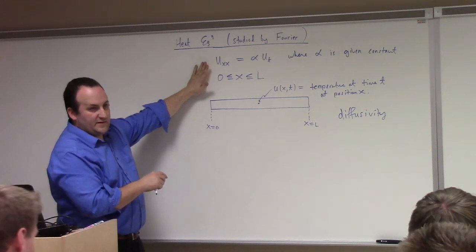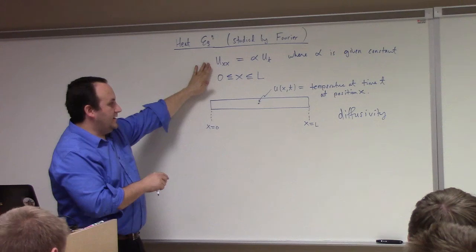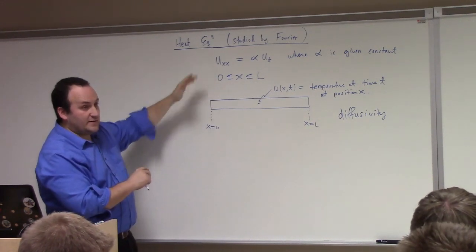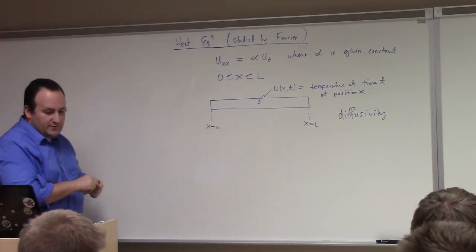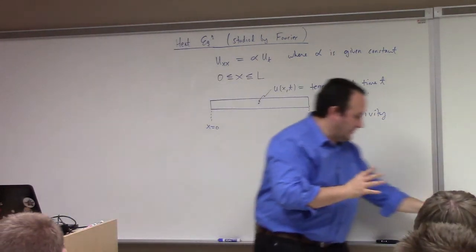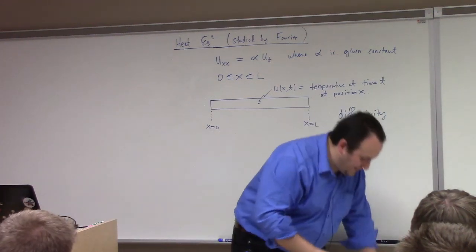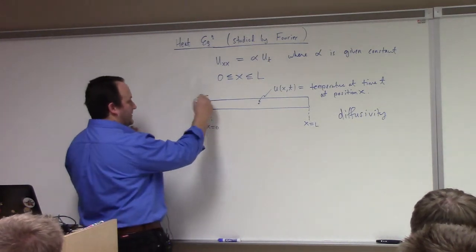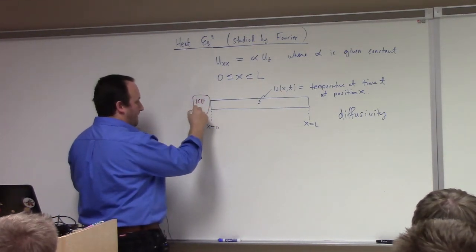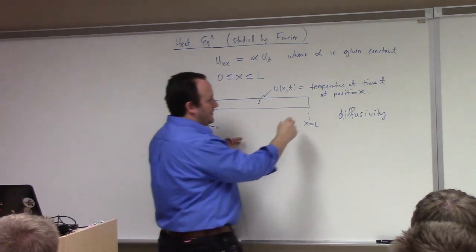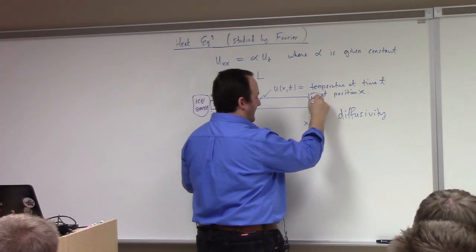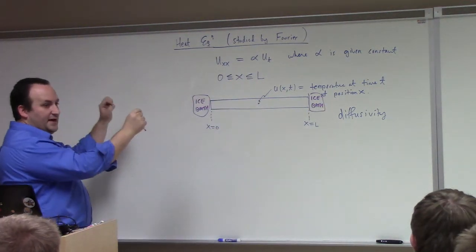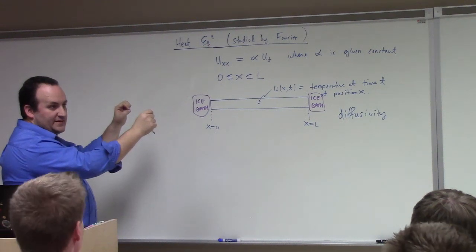Okay, so that's the physical setup for this problem. And then you can add details, right? You can add boundary conditions to it. The two boundary conditions we're most interested in, the one would be putting both endpoints of the rod to a fixed temperature. So we could put an ice bath here, and we could put an ice bath over here, which would do what? That would fix the temperature at the end of the rod to something constant.